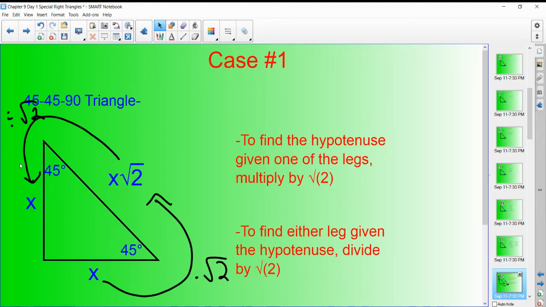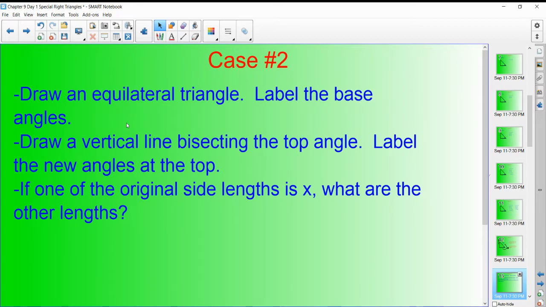Now case 2 is a little bit more intricate. We're going to draw an equilateral triangle, which means all the sides are the same length and all the angles are the same. We're going to draw a vertical line that cuts the top angle in half. We're going to label those angles, and we're going to figure out some lengths.